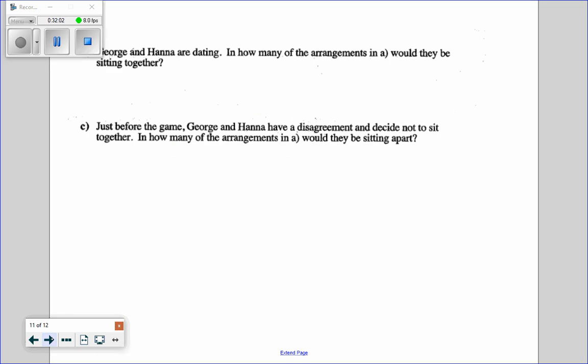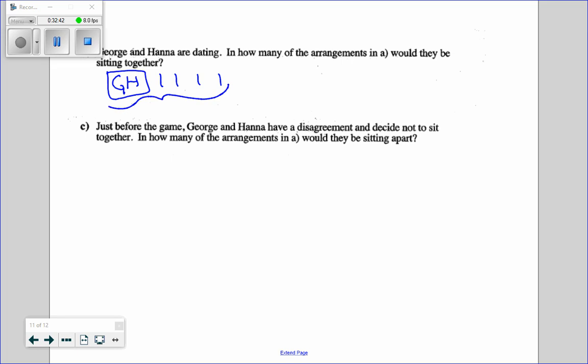George and Hannah are dating. Aw. And how many of the arrangements in A would they be sitting together? So now we're going to keep this G rated. We're going to duct tape George and Hannah together. They're going to sit side by side. They're going to move as a singular object. So you had 6 people, but now you have George, Hannah, and then your other 4 people, because there's 6 people total.